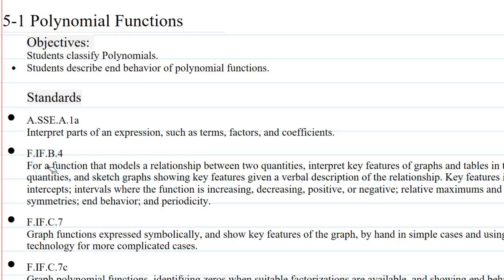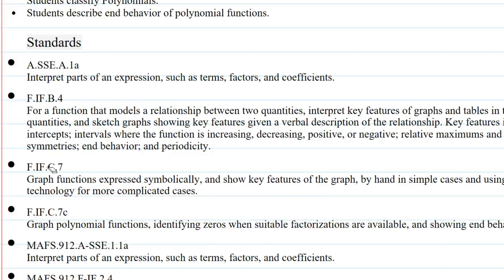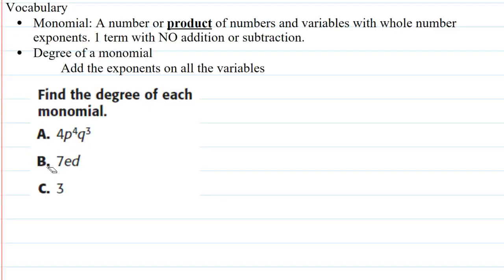Today we're going to cover polynomial functions. Specifically, we are going to classify polynomials and describe the end behavior of polynomial functions. Some vocabulary. A monomial is a number or a product of numbers and variables with whole number exponents. Basically, there's one term with no addition or subtraction.